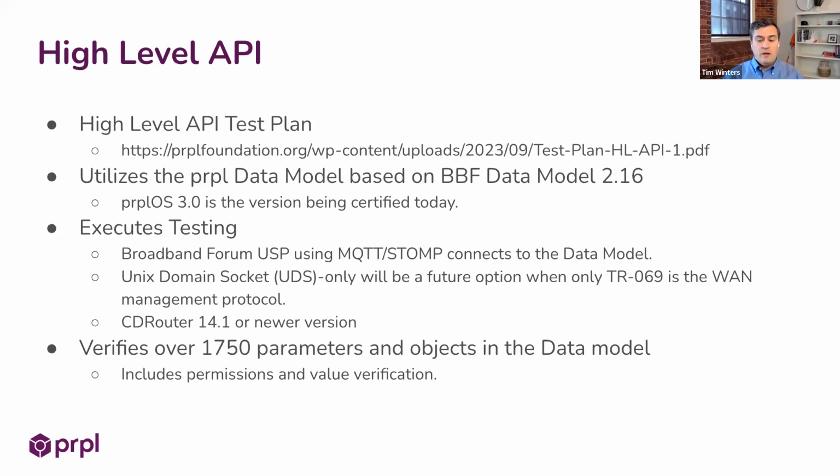So we use USP. Right now on your WAN interface, you have to have USP for the certification, and you can use MQTT or STOMP to connect. And we run through and we test over 1,750 parameters and objects. We make sure that you can write them, read them, make sure they have the right parameters, they return the right statuses. It's funny, if you look at the test plan, I think it's 5 test cases, but it's really a lot of testing. You have to make sure you have all the parameters and objects set correctly.